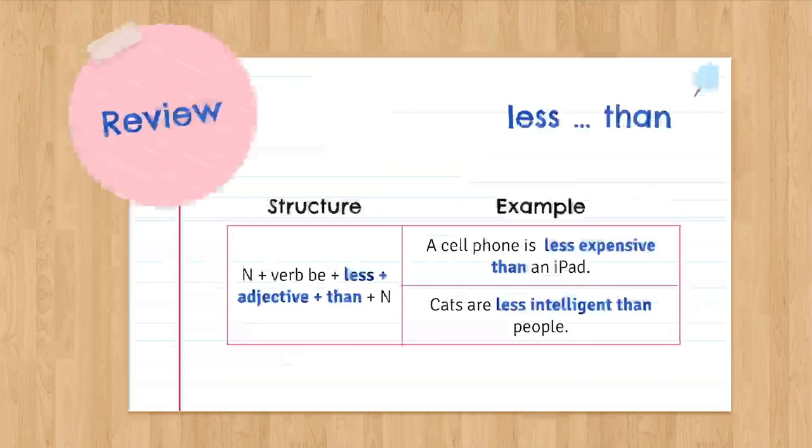And here we have the structure. We have the noun plus the verb be plus less plus the adjective plus than plus noun. Example, a cell phone is less expensive than an iPad. So if I want to buy a cell phone, it's going to be cheaper than my iPad. Cats are less intelligent than people. So what does this one mean? That people are more intelligent than cats.